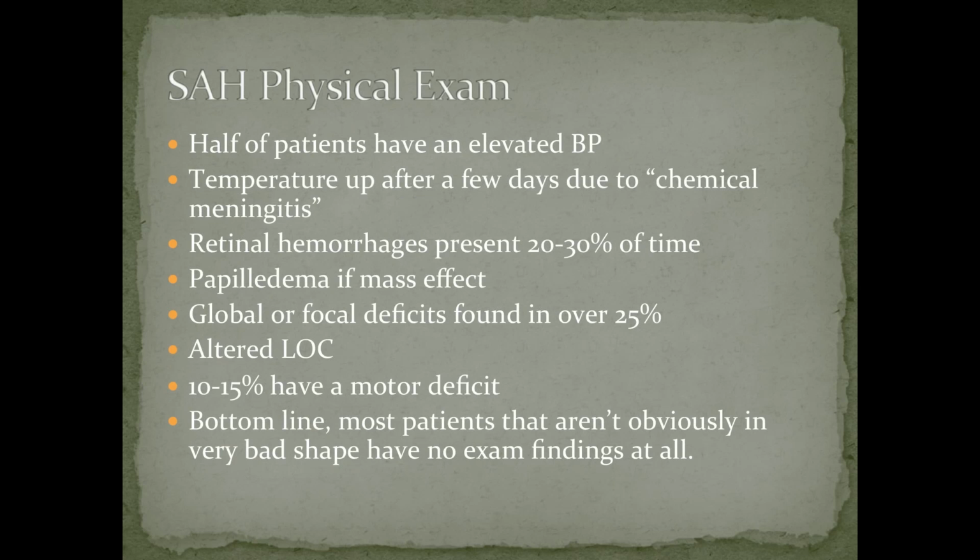Physical examination: about half the patients will have high blood pressure. You can have retinal hemorrhages 20 to 30% of the time. If there's mass effect, which is not going to be a conscious patient usually, you can have papilledema. You can have global or focal deficits, and about 25% have altered level of consciousness. To be honest with you, most of the time when I see a patient who presents with a subarachnoid hemorrhage, they present comatose and nearly dead, or they present with an acute severe headache and either in a lot of pain or they're just drowsy.